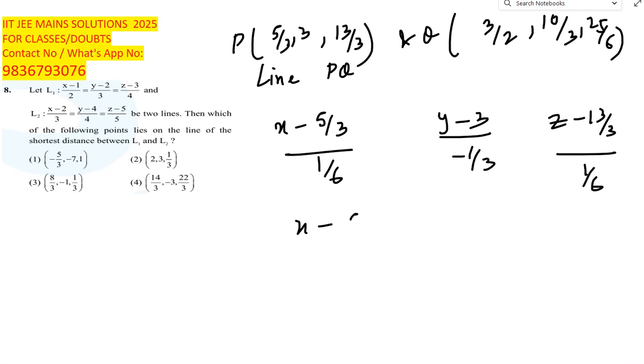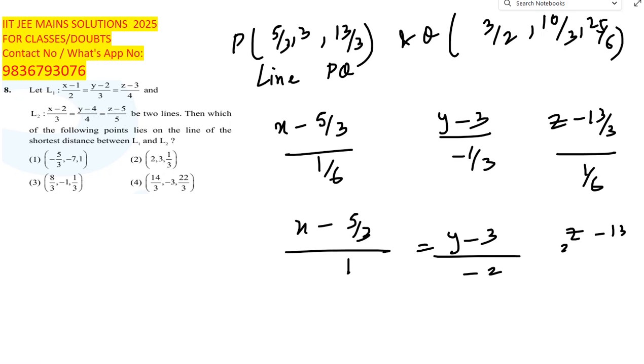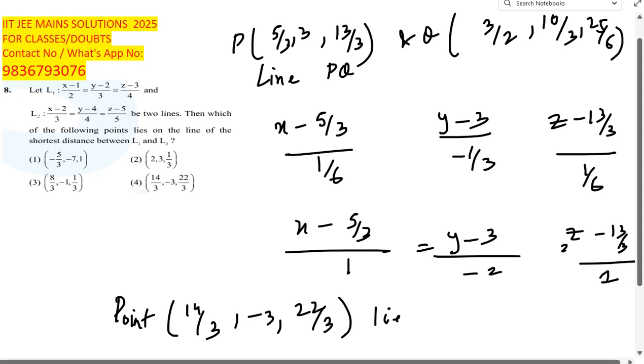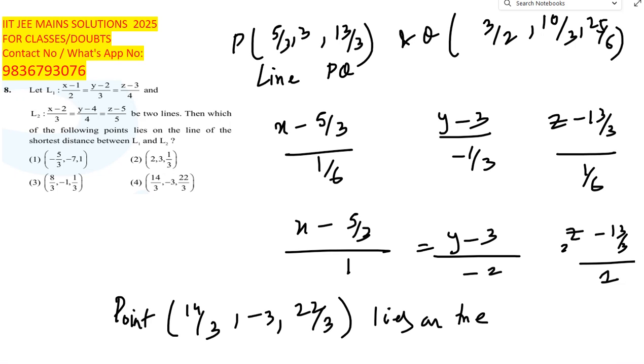So then x minus 5/3 by 1 is equals to y minus 2 by minus 2 is z minus 13/3 by 1. So the point lies on the line PQ. So my correct option is option 4.